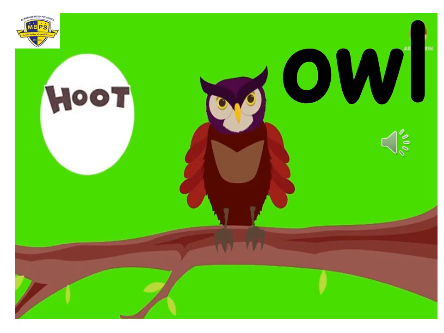The owl makes a hoot sound. Owl, owl, owl. Hoot, hoot, hoot. Yes, well done. Let's say again. The owl makes a hoot sound. And you know, owl can also fly in the sky. And this owl is sitting on a tree.